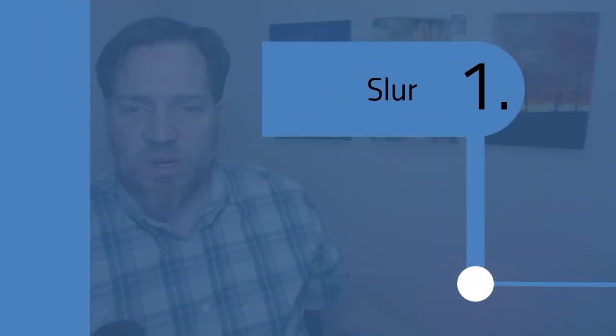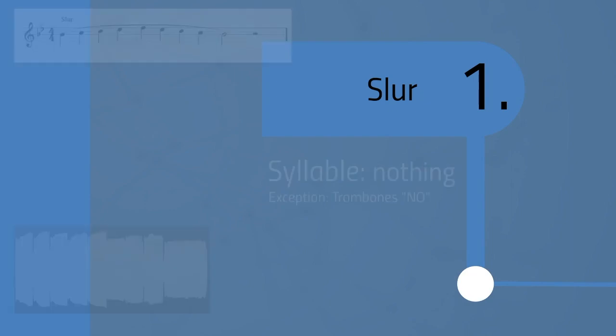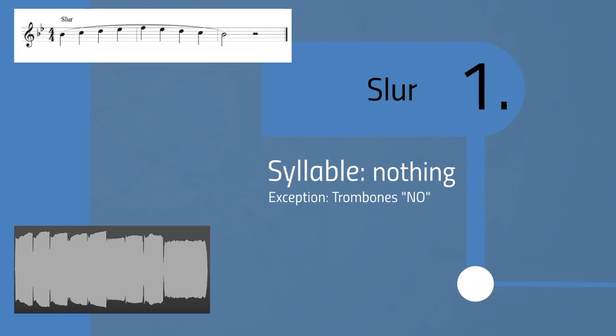How do we slur and make them smooth? Let's look at the sound wave. If you slur correctly, it should be smooth and connected. If you don't, there'll be disconnects, it won't be smooth. We don't articulate when we slur, it should just be steady air. Trombone players have to articulate or else they will gliss.